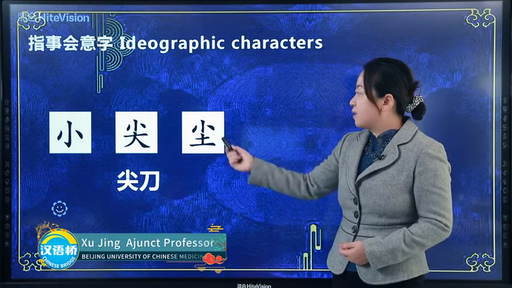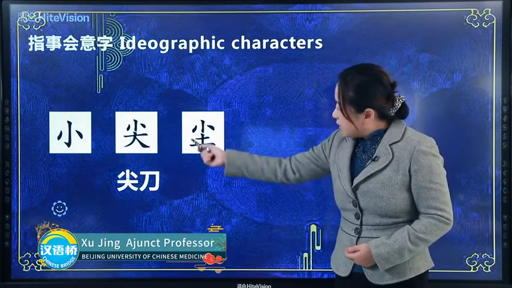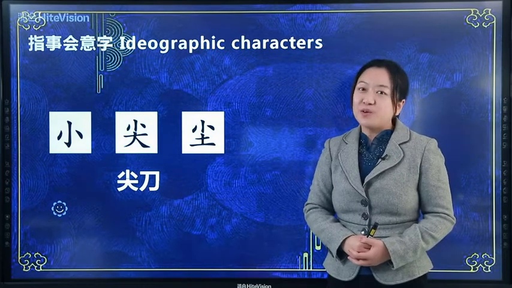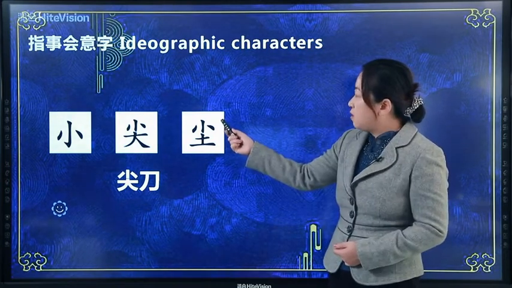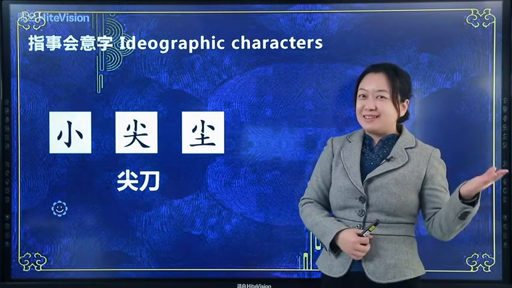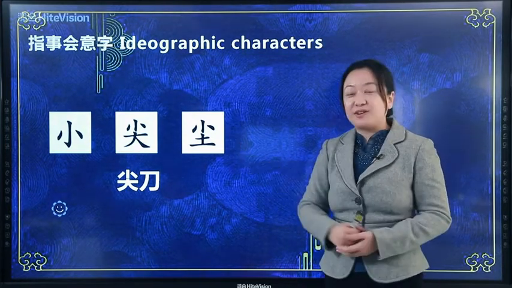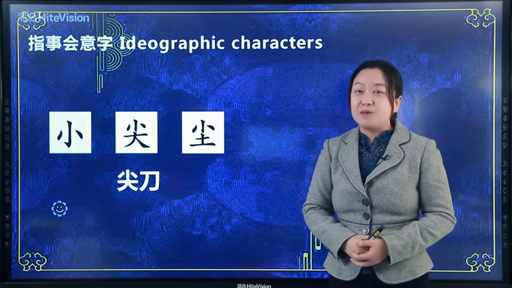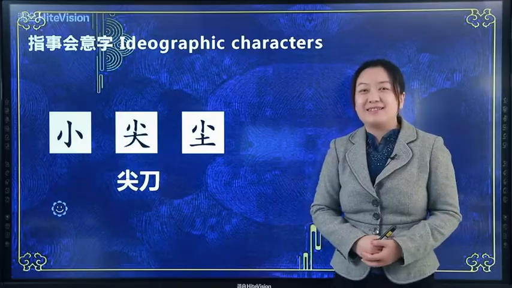This character, 土, means soil. We put small and soil together. Now, please guess the new character's meaning. What is it? It means dust.